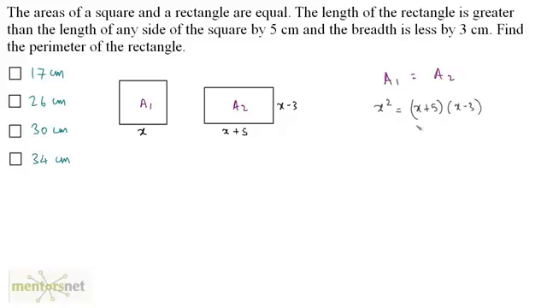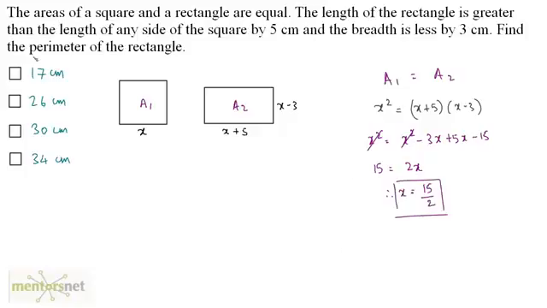So let us first calculate what is x. So x square is equal to, I can write x square minus 3x plus 5x minus 5 3s are 15. So this x square and this x square get cancelled out. What we have here is, let us move this 15 to the left. So 15 is equal to minus 3x plus 5x, that's 2x. So therefore x is equal to 15 by 2.